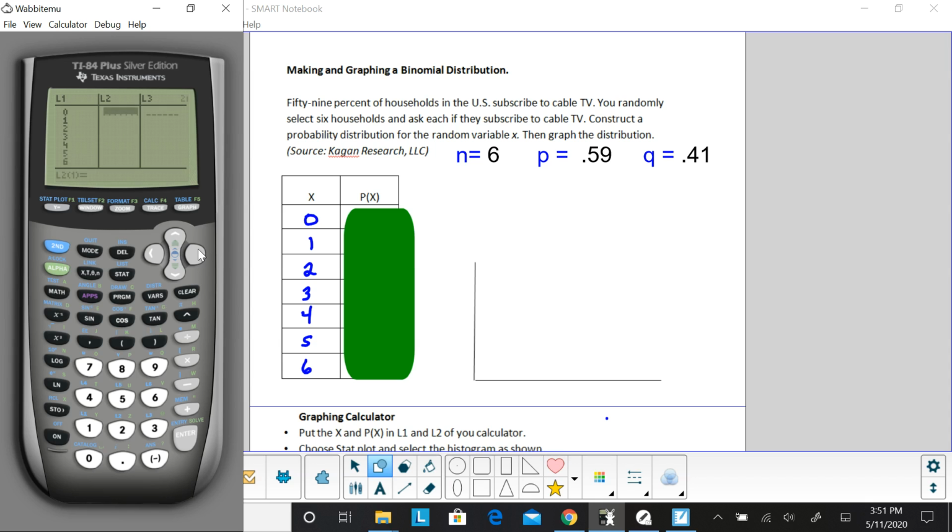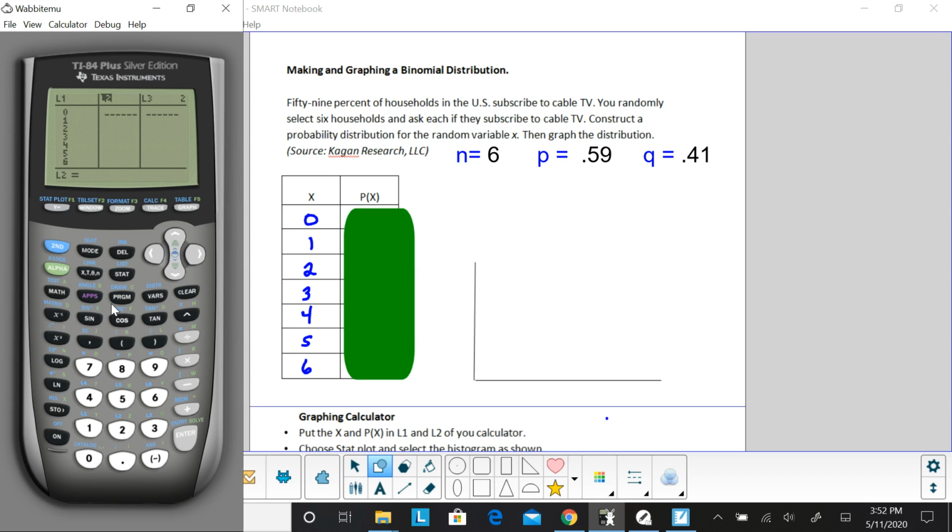So what we're going to do is use the formula that we have for the probability distribution for binomial. And instead of substituting 0 and then 1 and then 2 and so forth, we're going to use L1 to tell it to do each of those x values for us. So you need to make sure that you're up on the top of list 2. And we're going to do that formula. Remember, the first part of the formula is the combination.